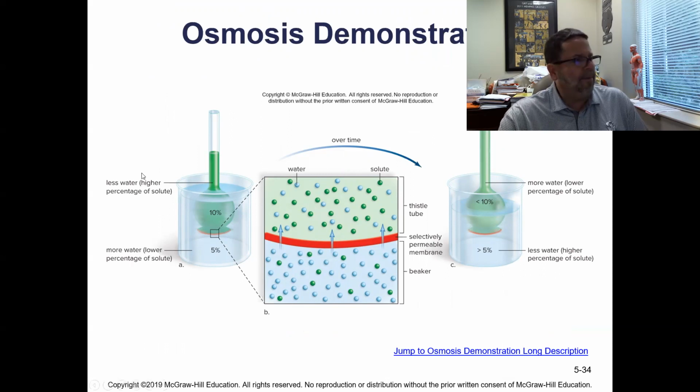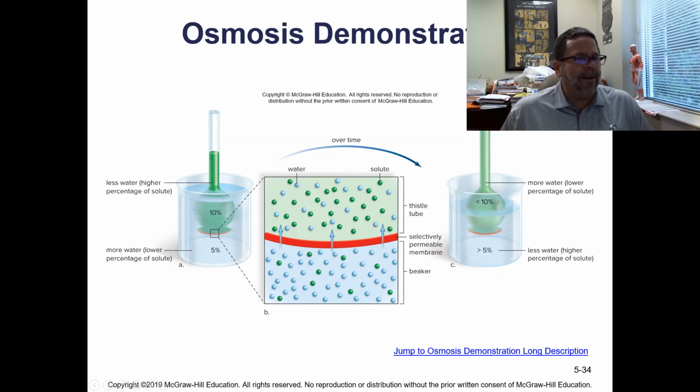And notice that this is 10% solute or sugar and 5% out here. So the water is hypotonic here. The one that has the least amount of dissolved solute is hypo, and the one that has the most is hyper. And water always goes from hypo to hyper. So this will defy gravity and push up and move the level up.